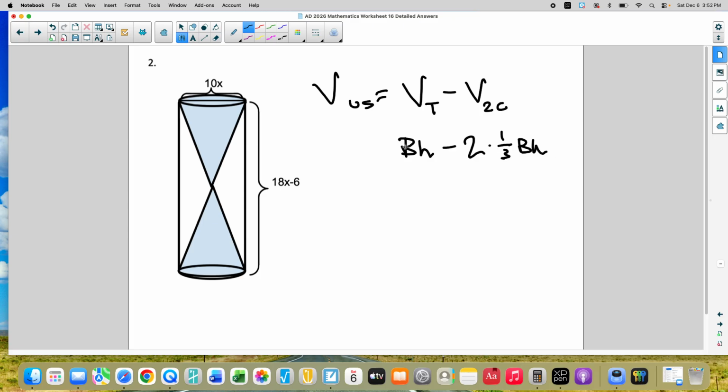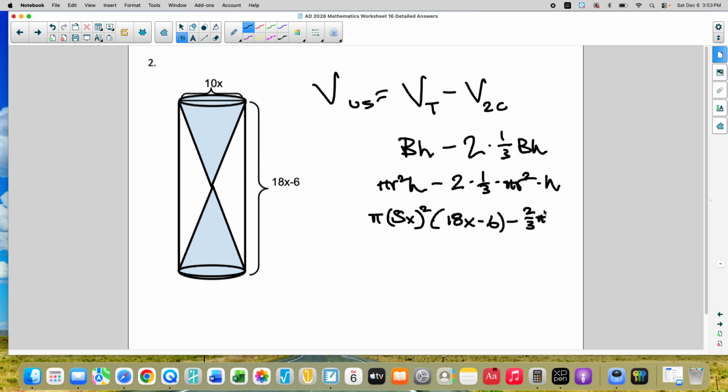So base shape is a circle. So we have pi r squared H minus 2 times 1/3. Base shape again is pi r squared times the height. Now, we're going to leave it as pi. My radius is 10x, so that's actually 5x. 5x quantity squared times the height, which is 18x minus 6 minus, we'll just make that 2/3.